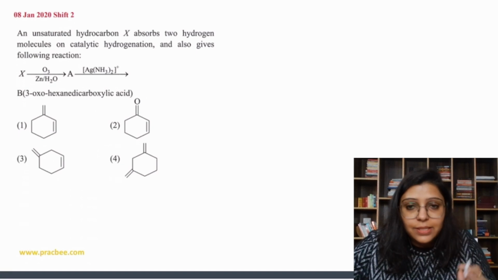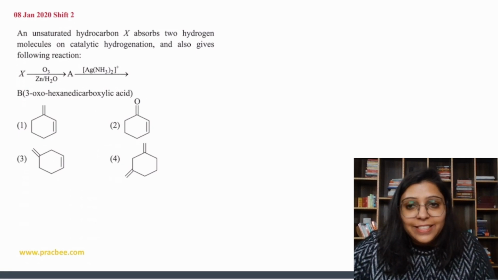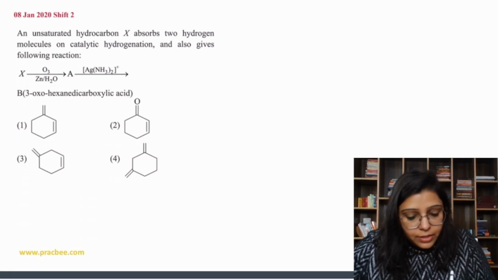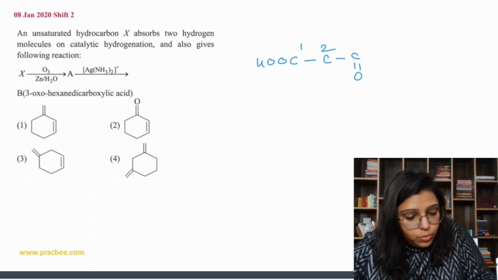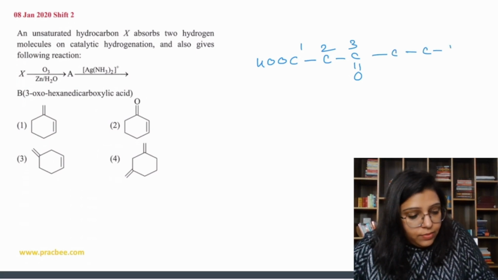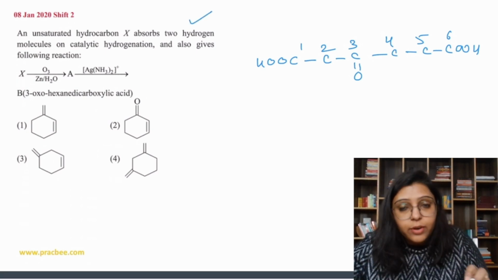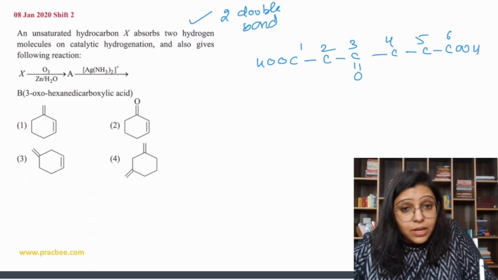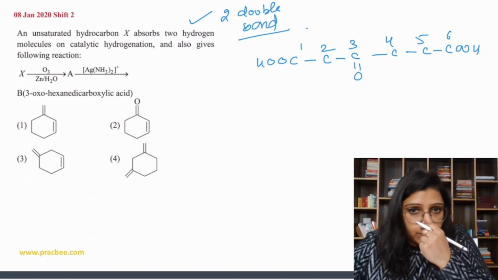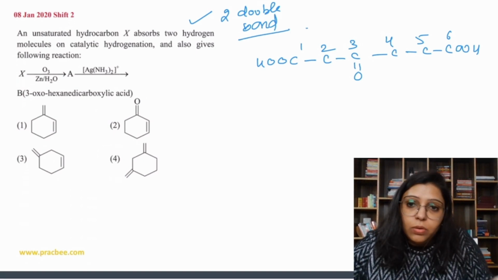We have O3 and then silver ammoniacal nitrate test. So after that we get 3-oxohexanedioic acid, COOH, then C, C, third position, 1, 2, 3, 4, 5 and then 6. And it absorbs 2 hydrogen molecules. It means 2 double bonds are present. But at the third position we should be having an oxo group, a keto group. So let's do this.